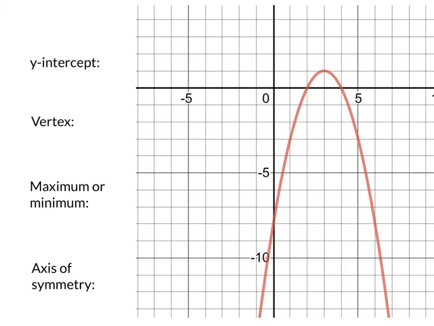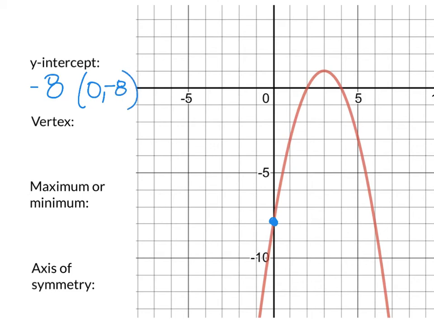In this example here, again, we're going to be finding four things: the y-intercept, the vertex, whether it has a maximum or a minimum, and then the axis of symmetry. So I'm going to start with the y-intercept, and again, I'm going to follow along my graph and see where this graph crosses the y-axis, and I'm going to mark that with a blue dot right there. That point is at -8. And again, if you had to write that as an ordered pair, you would say 0, -8 is your y-intercept.